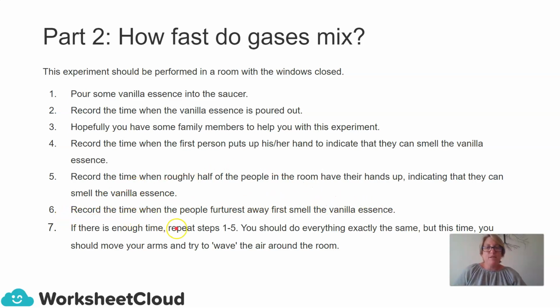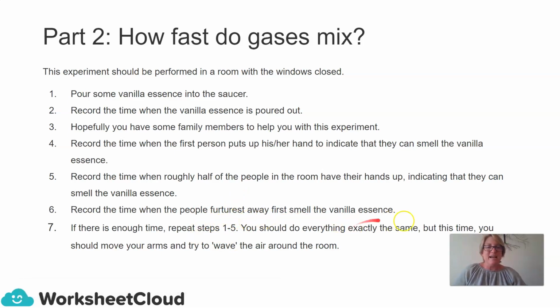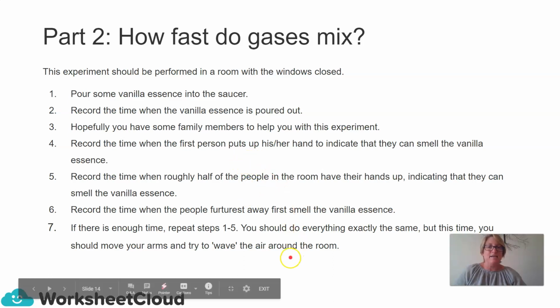Now, if there is enough time, you can repeat the steps 1 through to 5. But what you can do now, so obviously let a little bit of time go by. So maybe you can repeat this later on today, or you can repeat it first thing tomorrow morning. So do the experiments in exactly the same way, but this time you must run around the room and wave your arms around the room. Because then what you're going to have a look at is the difference between not mixing the gases and mixing the gases, and see if it is possible for people in the room to smell the vanilla essence.